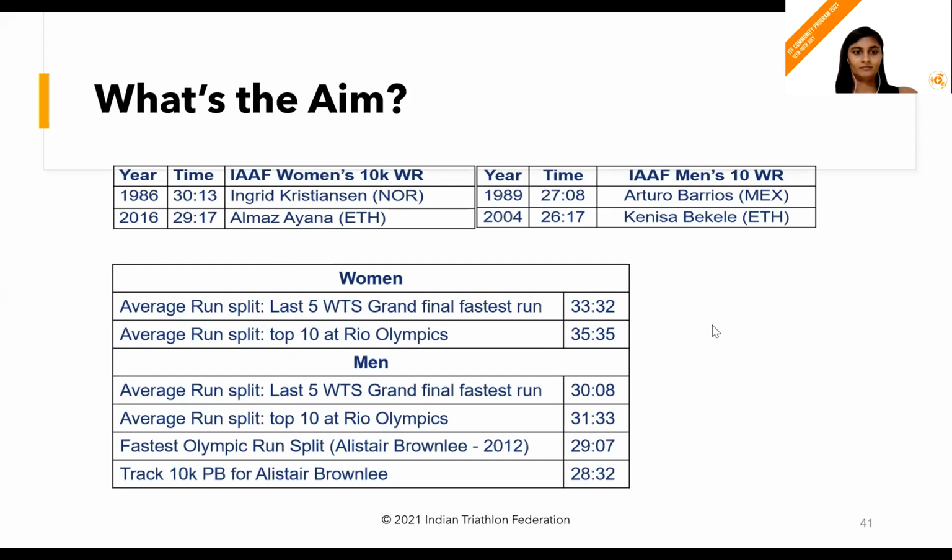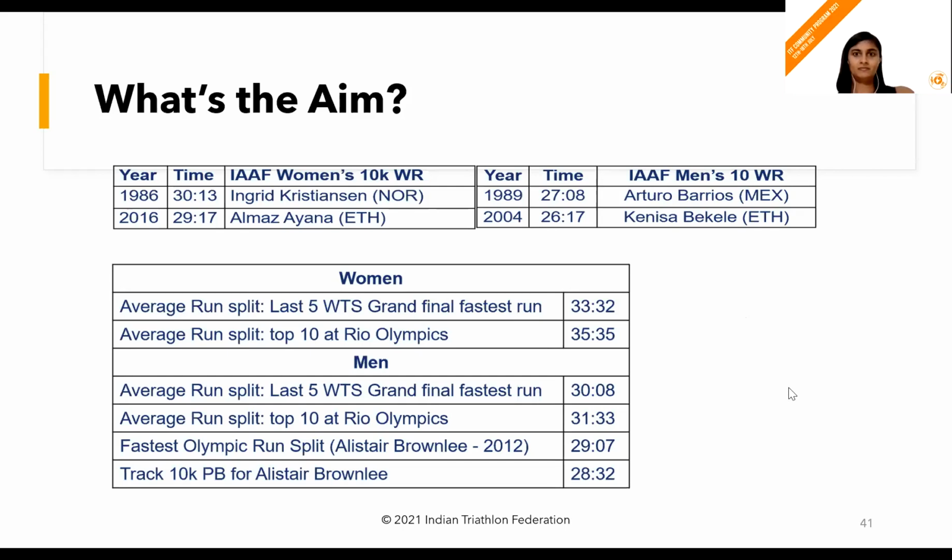If you look specifically at triathlon, and now keep in mind this is after the swim and a bike session, the average run split was a 35, but the top 10 at the Rio Olympics ran the 10K in 31:33. And again, this is off the bike. So this is a very, very fast pace. And obviously the fastest Olympic run split was in 2012 by Alistair Brownlee, 29:07.